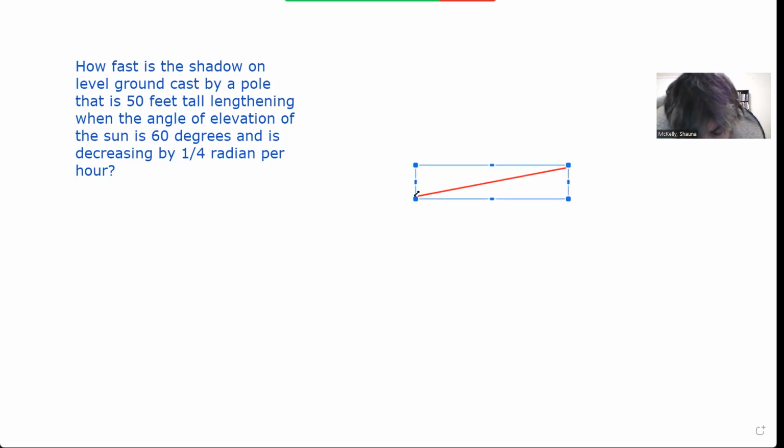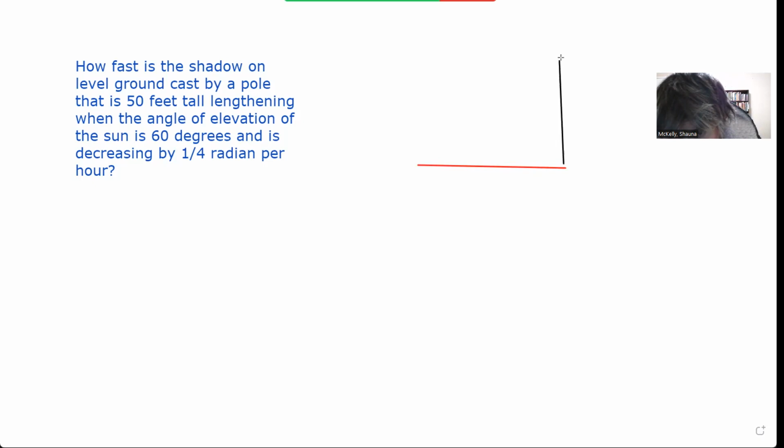Now, the shadow is going to be lengthening along this level ground. We also have a pole that is standing there. We have a pole standing on the ground. There's my pole right there. Let's try and make it straight, because it's not straight. So let me go back to that. Let me get rid of this pole here. There we go. Try again.